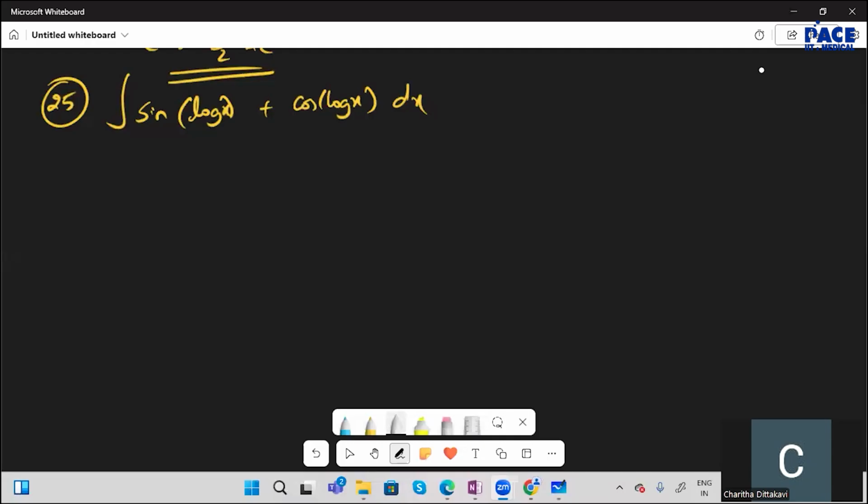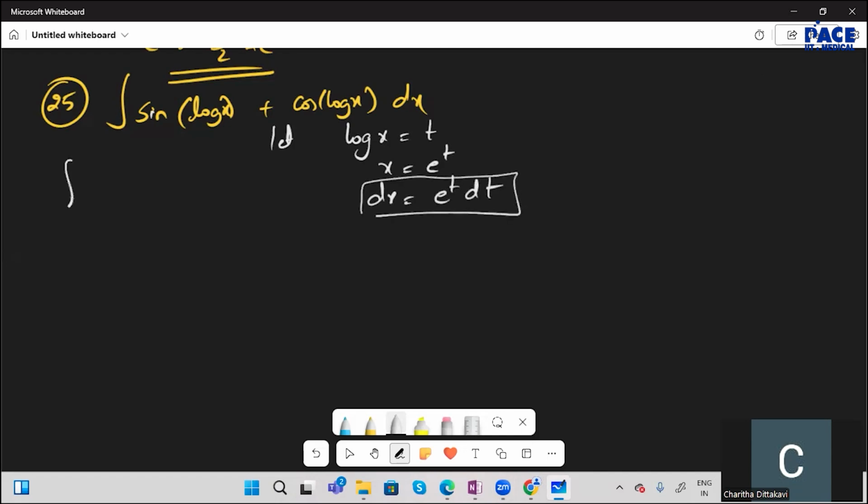Right, for this question, we have sine log x plus cos log x dx. This is what we are going to integrate. And here the irritating factor for us is log x. So let us consider log x equal to t. Now tell me, what is x equal to? e power t, isn't it? Now differentiate this. So dx equal to e power t dt.